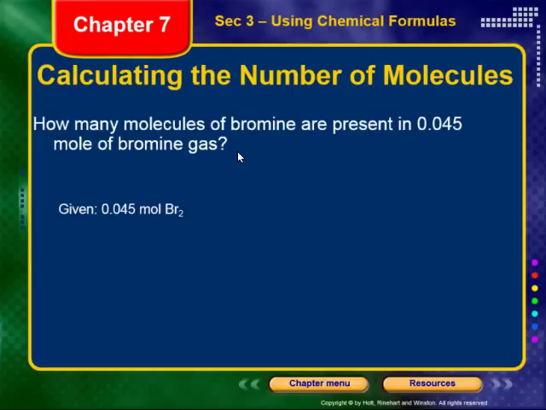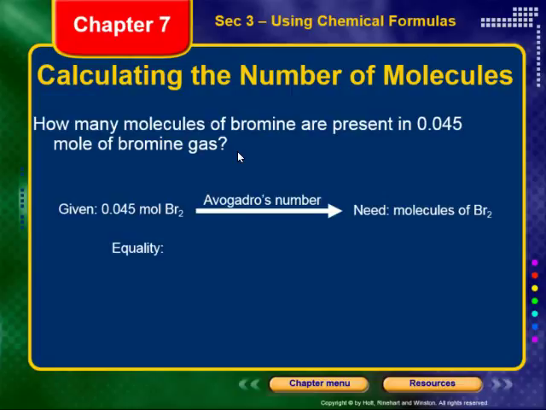So, we've been given moles of bromine. We need the number of molecules of bromine. And like we just saw on the last slide, what's going to get us there is Avogadro's number. We're going to use Avogadro's number as a conversion factor. And if you remember, we need a statement of equality before we can move on to actually create this conversion factor.